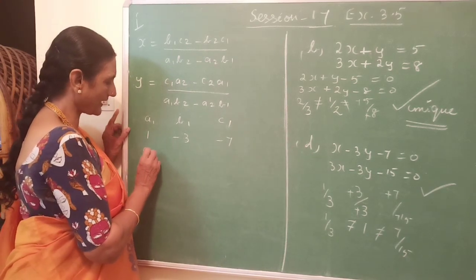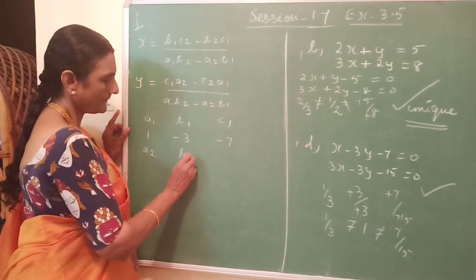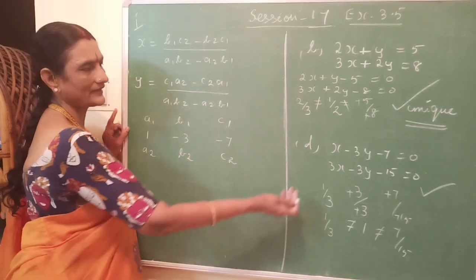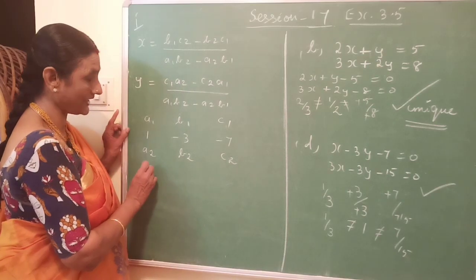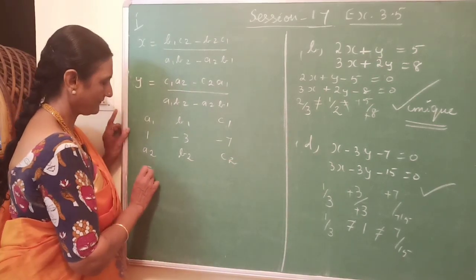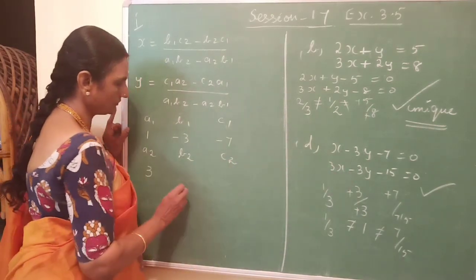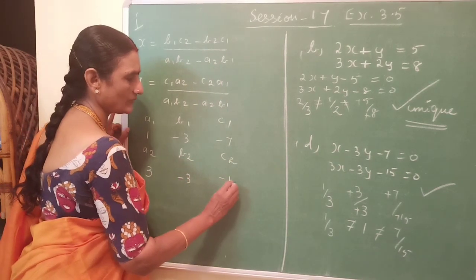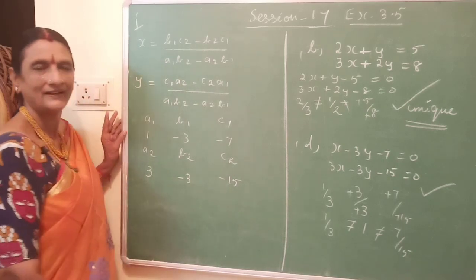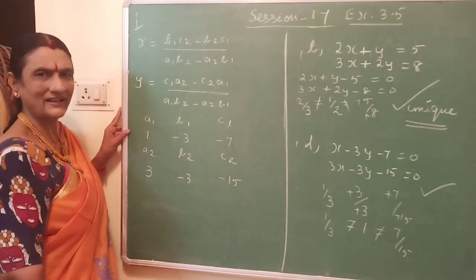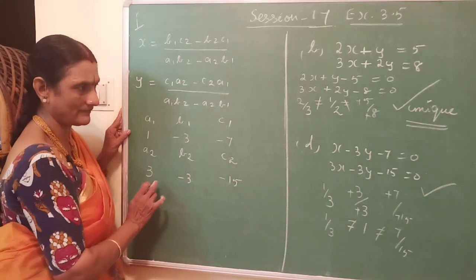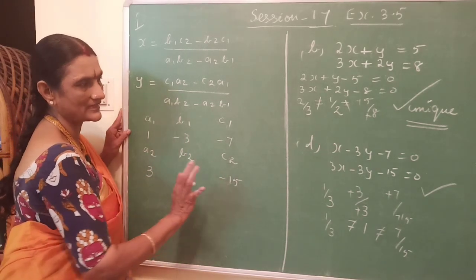Now next you should write A2, B2, C2. So what is A2? 3. What is B2? Minus 3. And what is C2? Minus 15. Okay. Is that clear? So once again you check 1, minus 3, minus 7. 3, minus 3, minus 15.